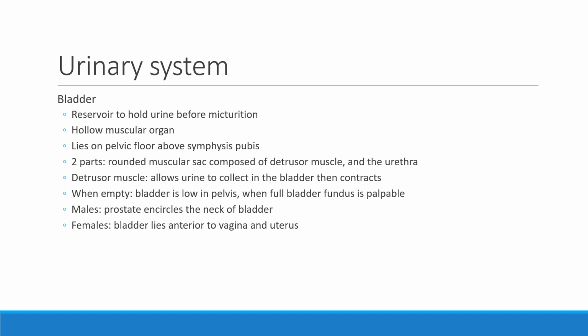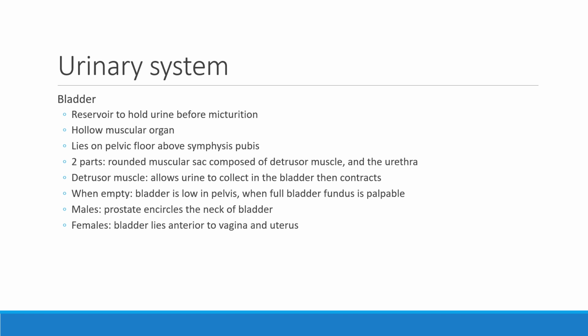So our bladder is a reservoir to hold urine before we urinate, or micturition. It is a hollow muscular organ. It lies on the pelvic floor above the symphysis pubis, and it does have two parts: the rounded muscular sac composed of detrusor muscle and the urethra.